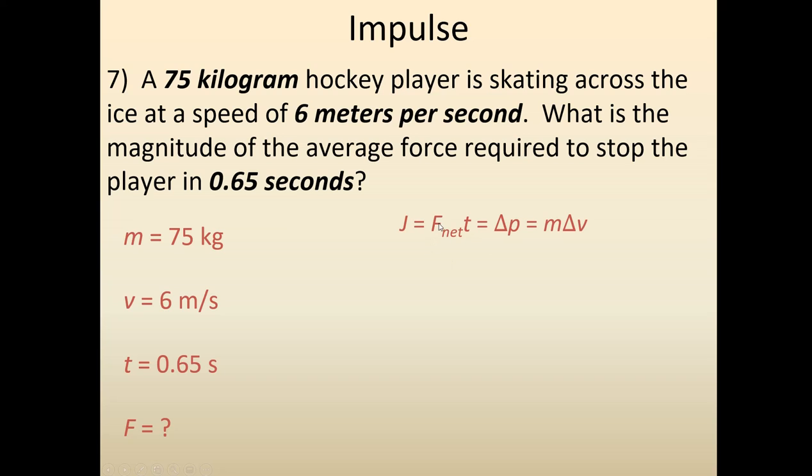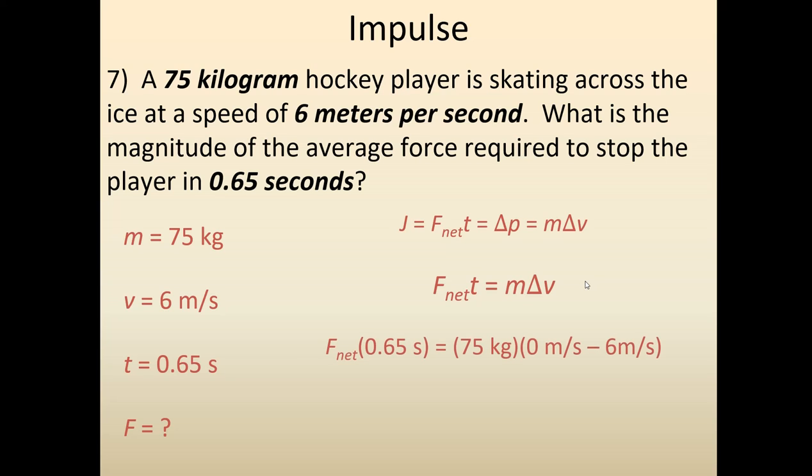So we're going to have the F net T part. We have all the information for the M delta V. So we're going to set those two parts equal to each other. Again, very common setup. Pretty much like 80% of the time, you're going to be doing F net T equals M delta V.